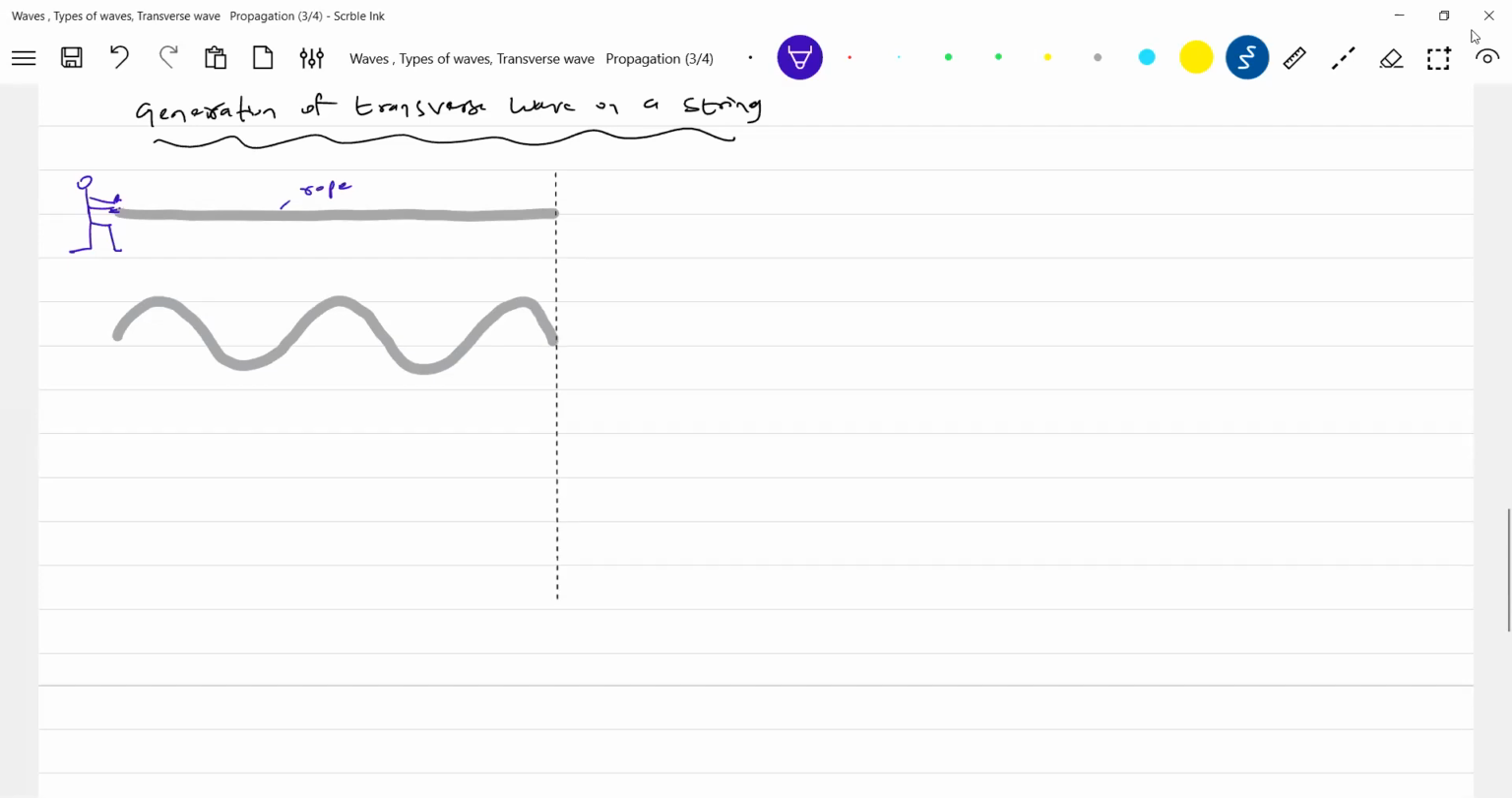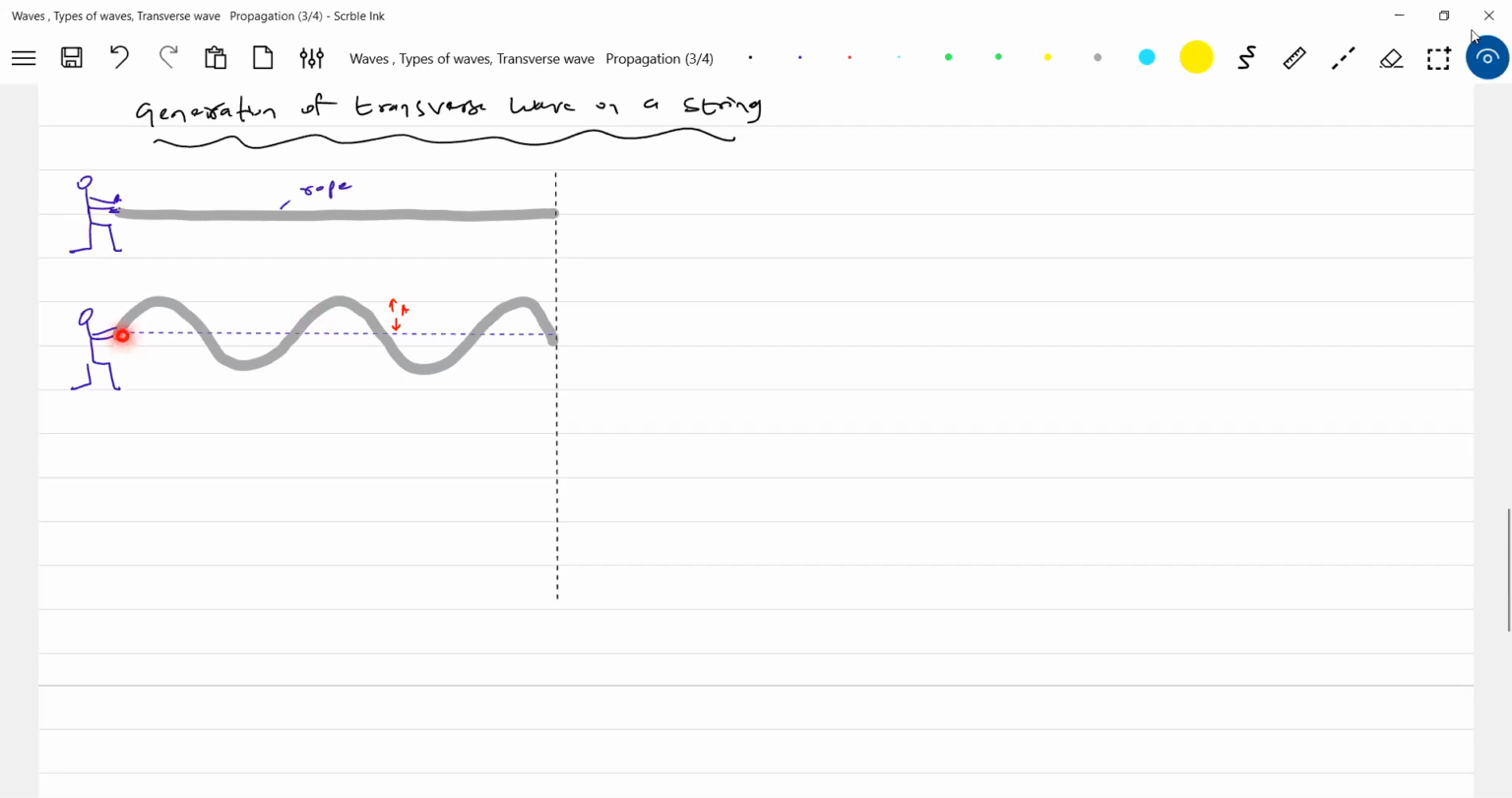When this happens, that person should continuously wave his hand up and down. So what care does he have to take? Tell me, to have the wave generated like this, what should he do? This is the amplitude, no? And there is the frequency also.